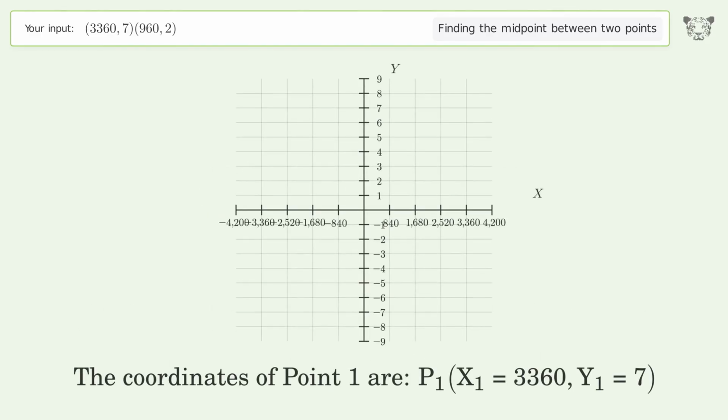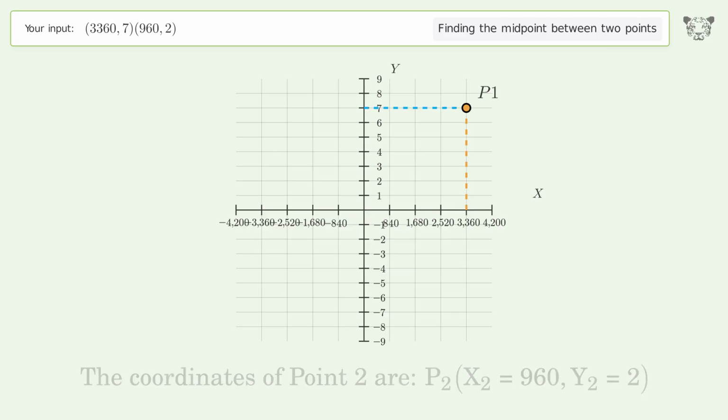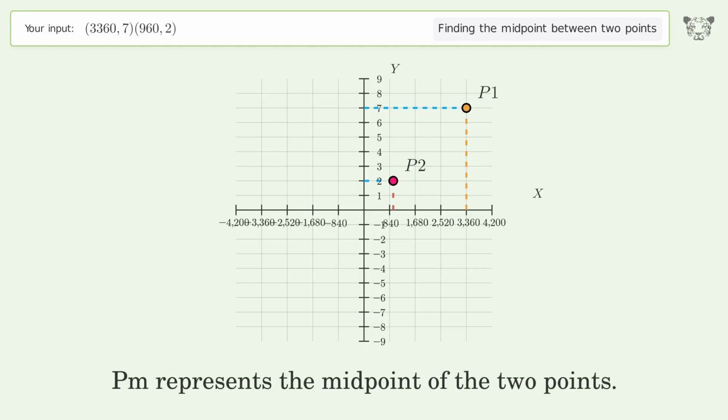The coordinates of point 1 are, x1 equals 3360, y1 equals 7. The coordinates of point 2 are, x2 equals 960, y2 equals 2. PM represents the midpoint of the 2 points.